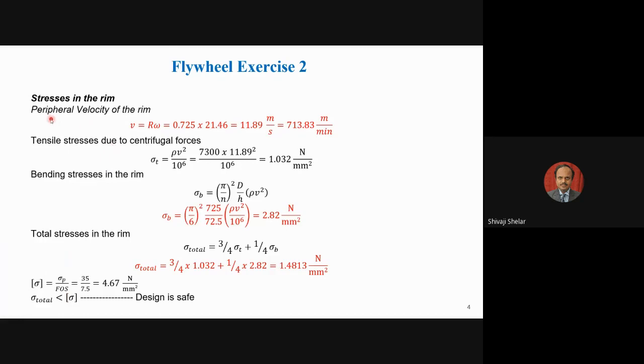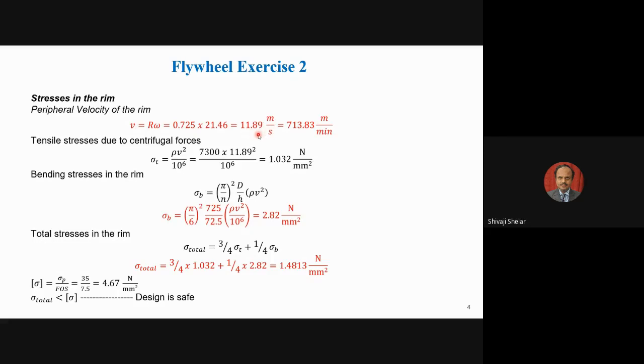For that, first we need to calculate the peripheral velocity of the rim. Peripheral velocity of the rim V is equal to R omega. Omega we know is 21.46. R we have calculated right now, it is 0.725 meters. So the peripheral speed here is 11.89 meter per second. Now you can convert this meter per second into meter per minute.